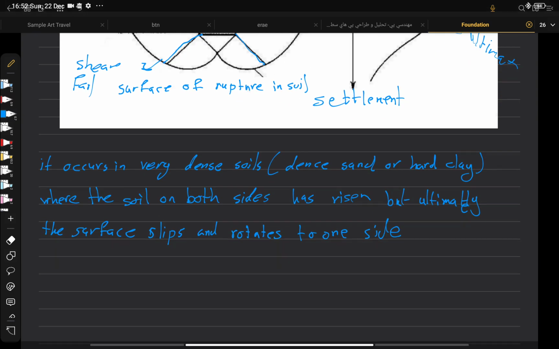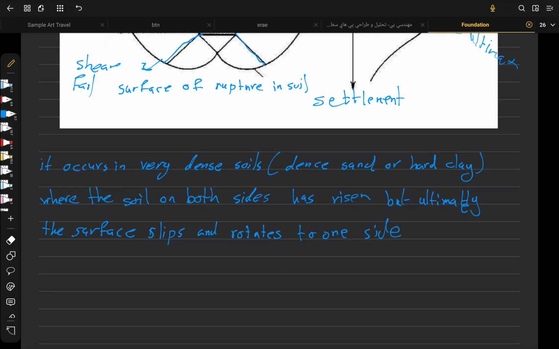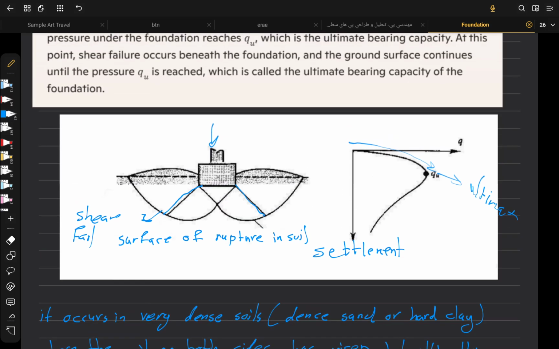Okay, it occurs in very dense soil, dense sand or hard clay, where the soil on both sides has risen, but ultimately the surface slips and rotates on one side. It says that when the soil crashes, the structure is rotated. The structure rotated like this. Let me delete this and create a picture for you. The failure happens something like this.